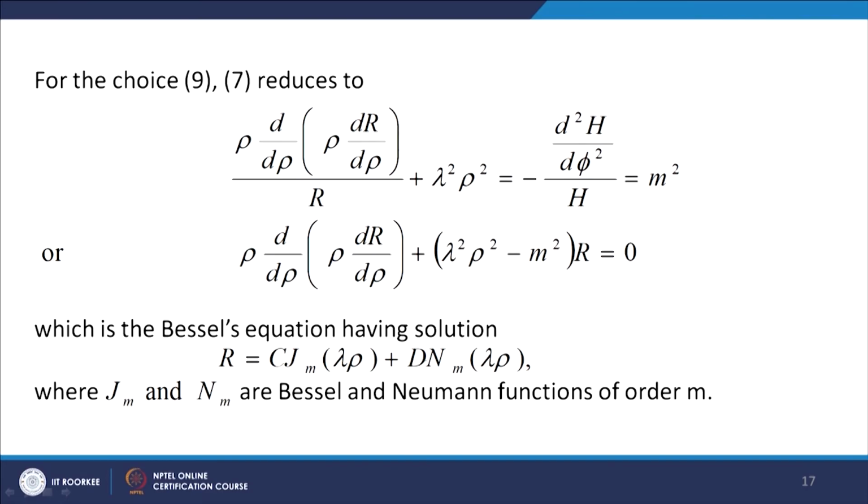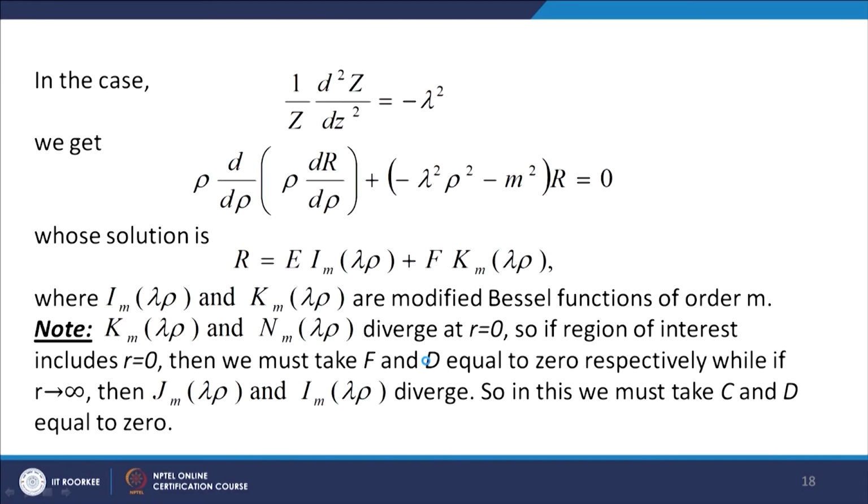And if you take (1/Z) d²Z/dz² to be minus lambda squared, you get the equation with minus lambda squared rho squared minus m squared times R, whose solution is R equal to E times I_m(lambda rho) plus F times K_m(lambda rho). E and F are constants; I_m(lambda rho) and K_m(lambda rho) are modified Bessel functions of order m.